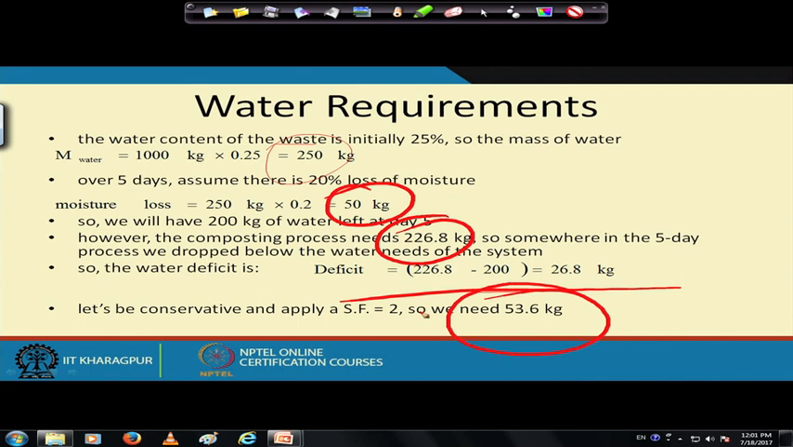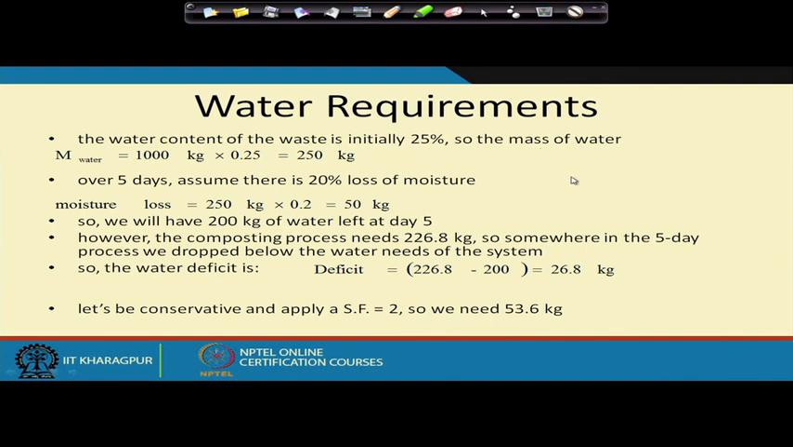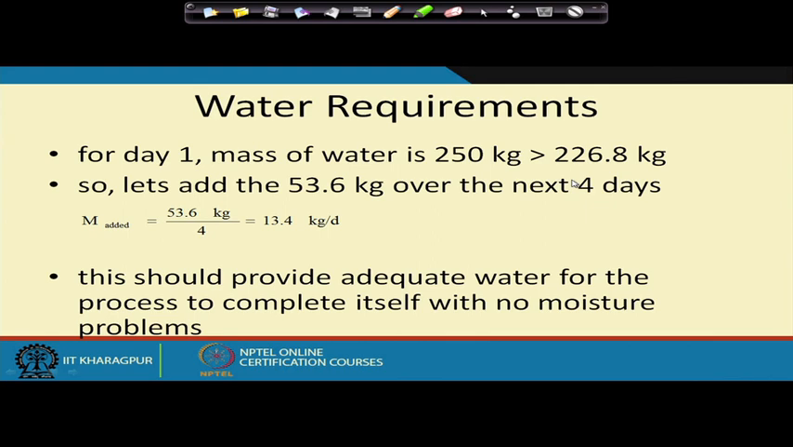So that can be looked into and worked on as well. So that's in terms of the water requirement. And then you can add water. For day 1 the mass of water was actually more than what is required, so you can add over the next 4 days. This should provide adequate water for the process to complete itself with no moisture problem.